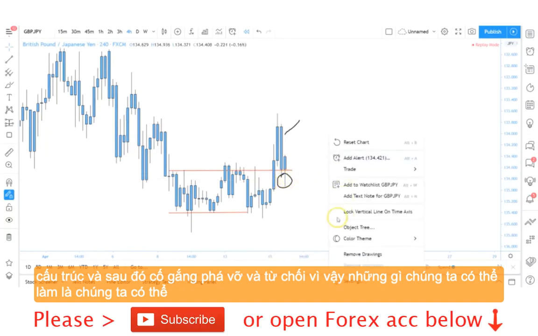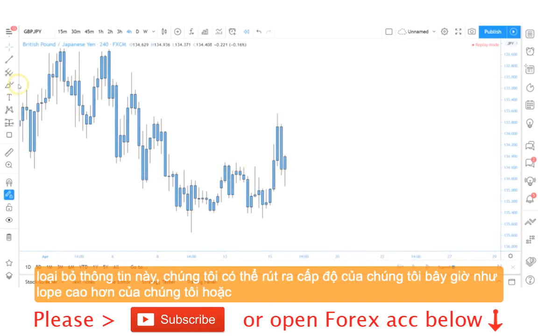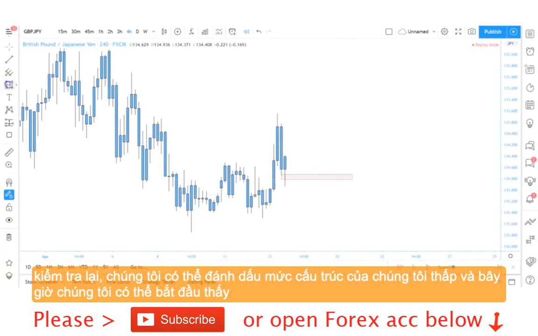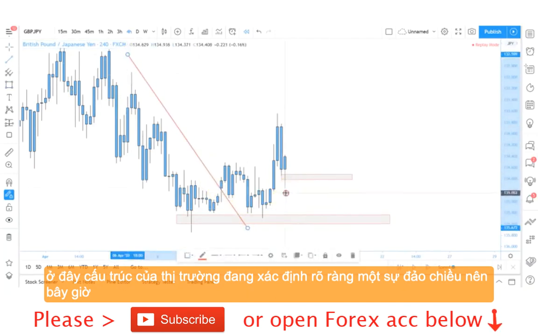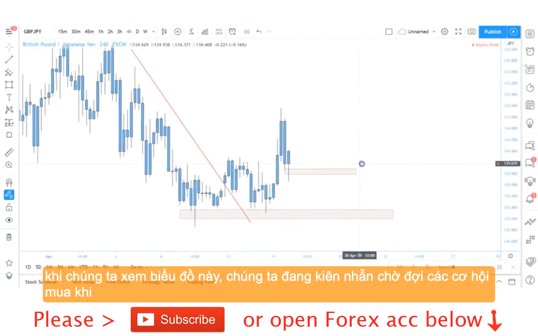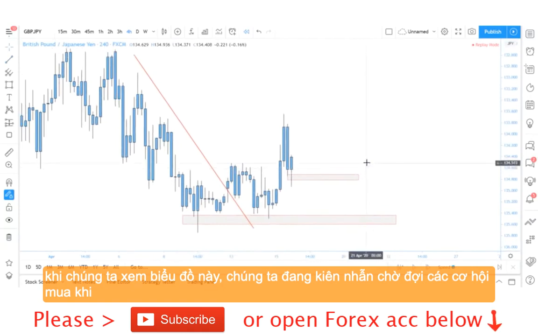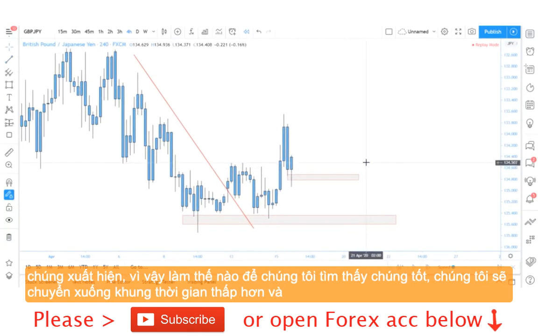So what we can do is we can remove this information. We can draw our level now as our higher low or our retest. We can mark our structural level low, and we can now start to see a pattern here. The structure of the market is clearly identifying a reversal. So now when we look at this chart, we're waiting patiently for buying opportunities when they surface.